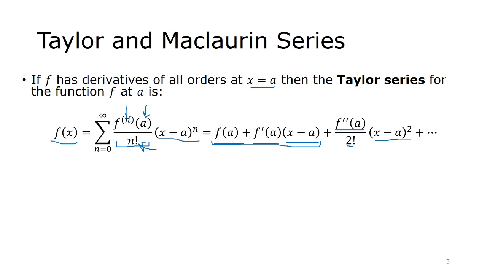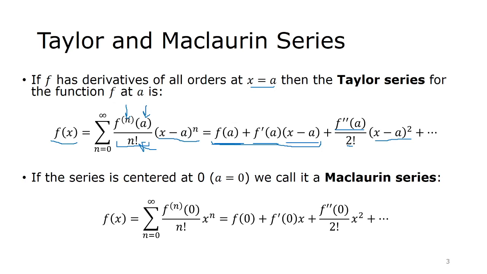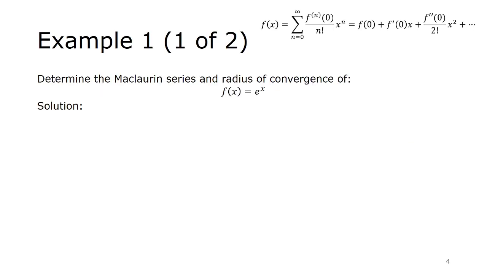We'll build some. One other special case, if we know the center is at 0, so when a equals 0, we have another name for it. We call it a Maclaurin series. You can still call it a Taylor series, but it is a special case. This is also considered a Maclaurin series. I'll kind of use the two interchangeably, but you can always call them Taylor series if you like.